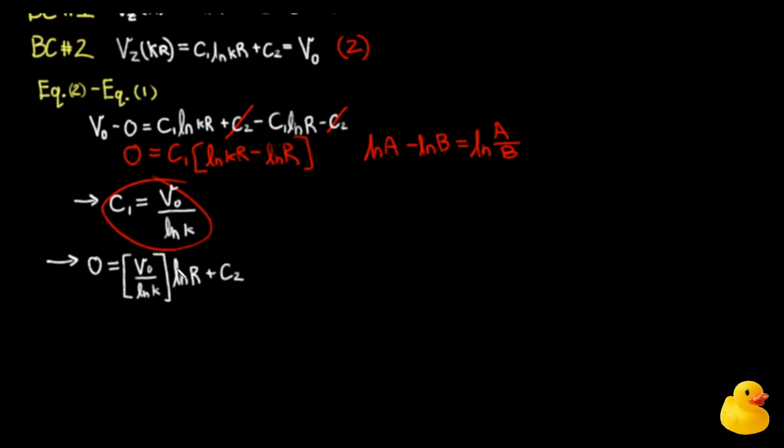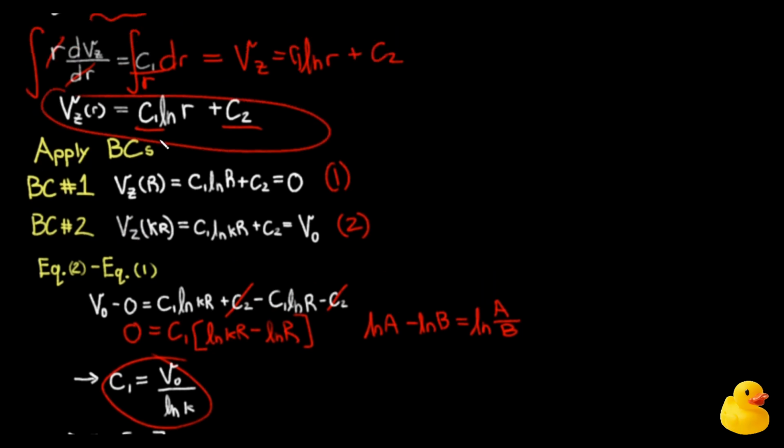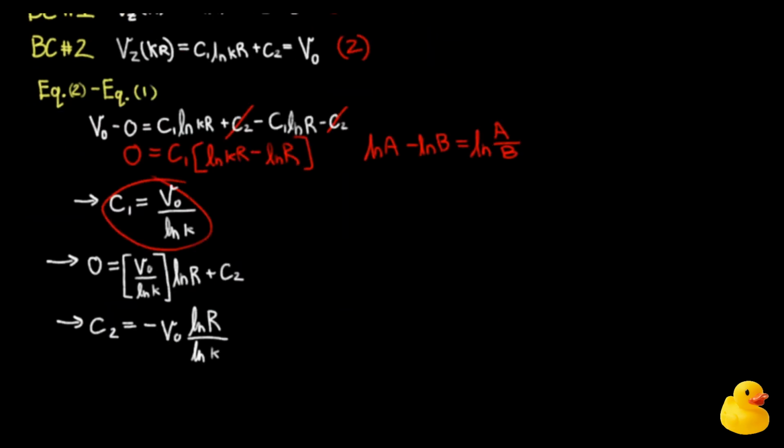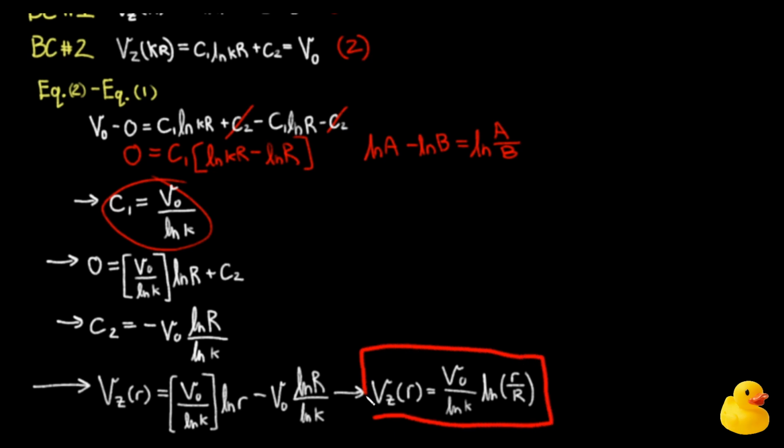Now we could plug this back into equation 1 and we can find what c2 is. So moving everything so that c2 could be by itself, we get c2 equals negative v naught ln of r over ln of k. Now we have both of our constants, so we could plug it back into the original equation, which is right here. Plugging it back in, we get that vz(r) equals v naught over ln of k times ln of r minus v naught ln of r over ln of k. Now this is basically our answer, but we could simplify it a bit more to make it look nicer. And there you go. This is our velocity distribution.